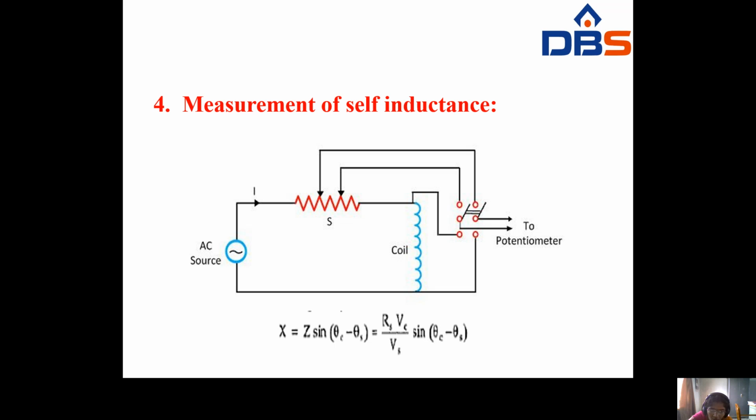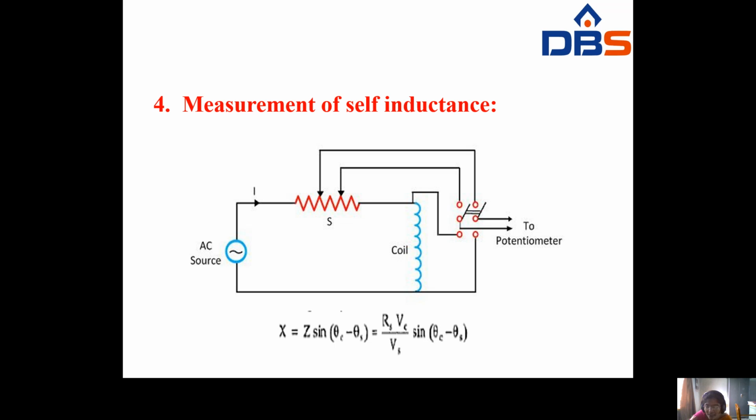That means theta c minus theta s. Theta s is across the rheostat, and theta c is across the inductive coil. At that time Z means R plus j omega L. In terms of resistance, the Z value will be given by Rs into Vc by Vs, and Z is also expressed as Rs Vc by Vs sin(theta c minus theta s). By using this you can find out the self inductive reactance.